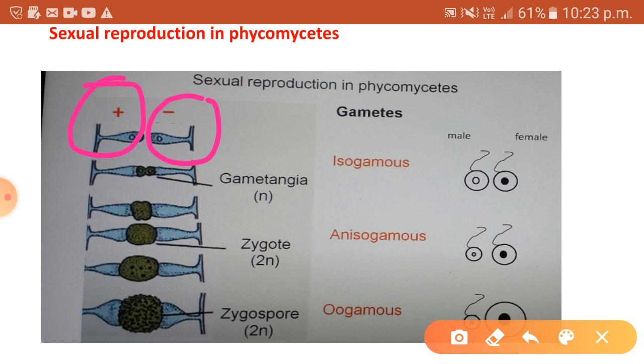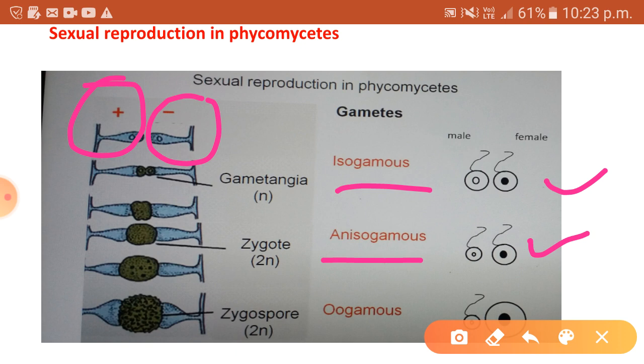The fungus is said to be isogamous if the fusing male and female gametes are of the same shape. You can see here in this image, both the gametes are motile with flagella. In case of anisogamous, one gamete is very large in size compared to the other. Here also both have flagella and both are motile.